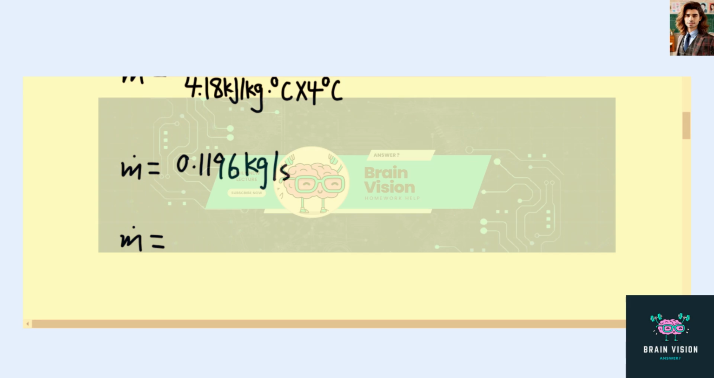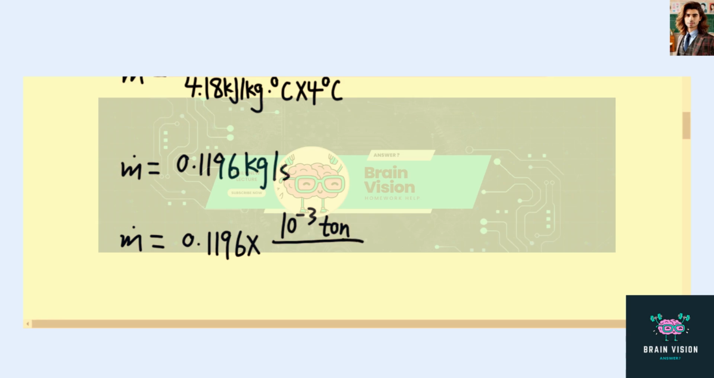If we convert it to tons a year, it should look something like this. So we know, let's write down the number first. So it's 0.1196 times. 1 ton is equal to 10 to the power 3 kilograms. So therefore, 1 kilogram is equal to 10 to the power of negative 3 ton.